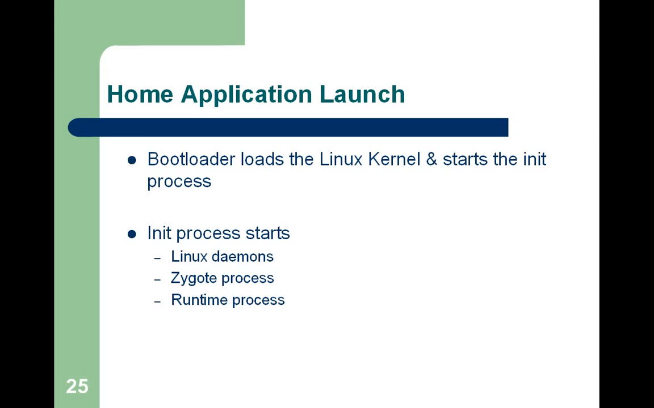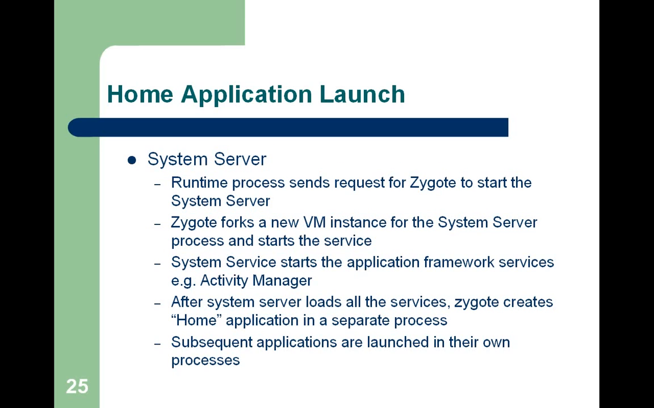As we saw, the runtime process is started. Then the runtime process sends a request to zygote to start the system server process. Since this is also a separate process, zygote forks a new VM instance for the system server process and starts the service. The system server starts the application framework services, for example, activity manager.